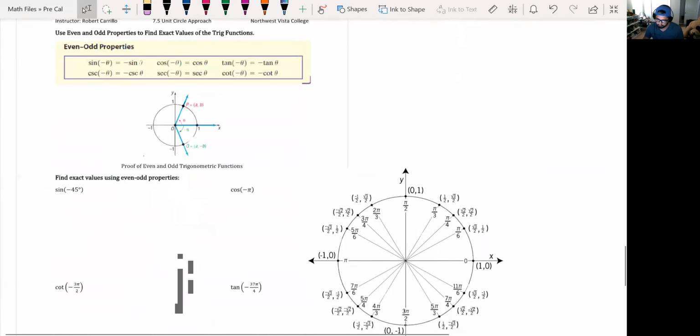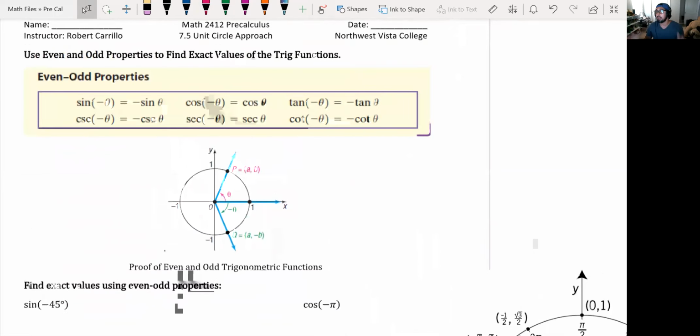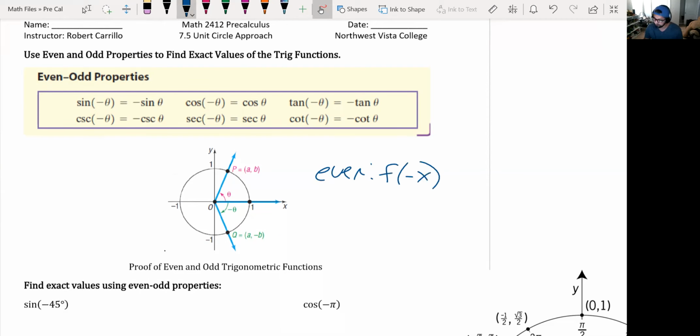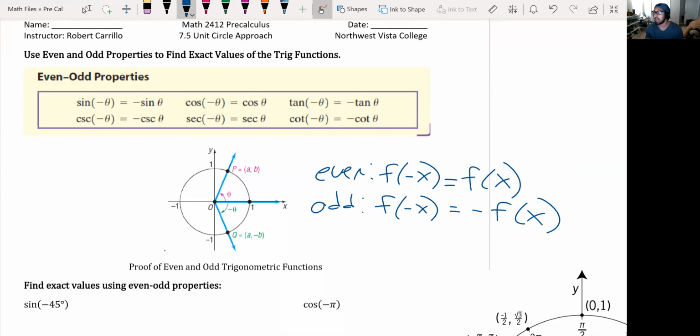All right. Now this one's even better. I like these ones a lot more. These are even and odd properties. So if you remember even and odd properties of algebraic functions, which maybe you do, maybe you don't, right? To be even means if you had f of negative x, you would get returned f of x. To be odd means if you had f of negative x, you would get returned negative f of x.